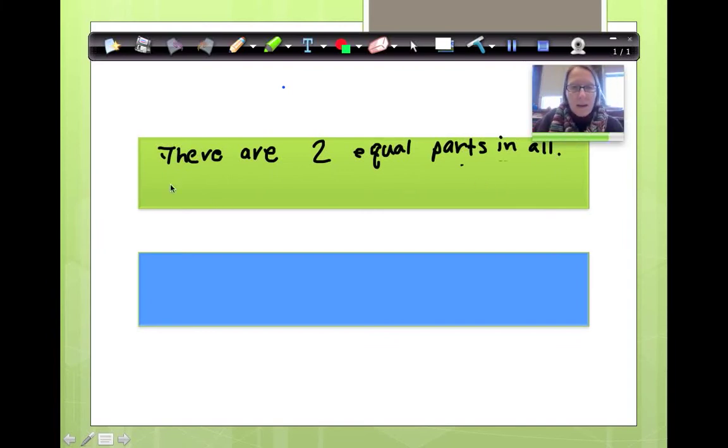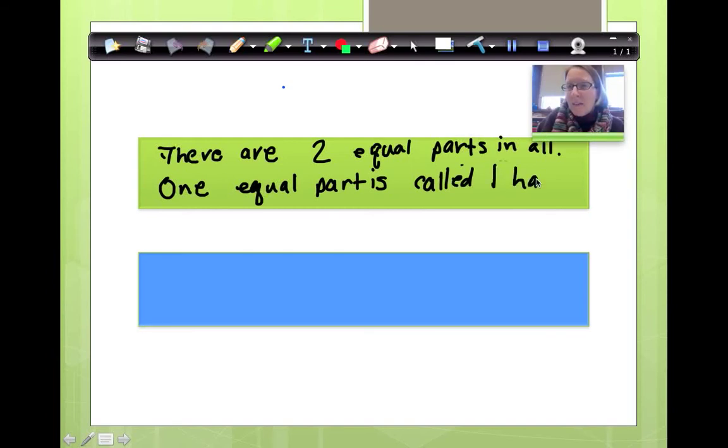1 equal part is called 1/2. Okay? So this is on the back of your half fraction strip. Alrighty? Now, take another fraction strip.